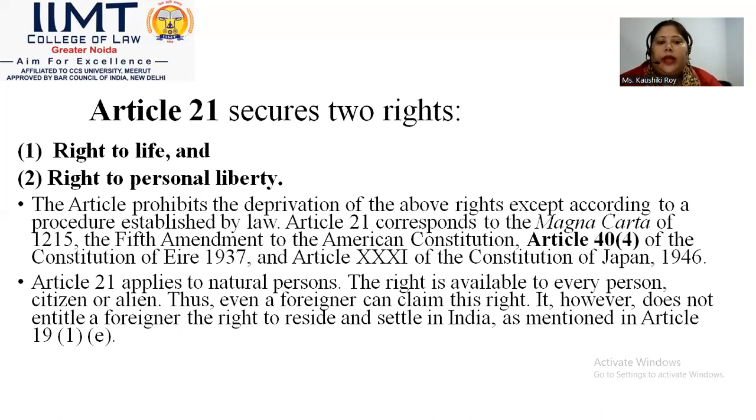Article 21 applies to natural persons. The right is available to every person, citizen or alien. Thus, even a foreigner can claim this right. It, however, does not entitle a foreigner to the right to reside and settle in India, as mentioned in Article 19, Clause 1, Subclause E.